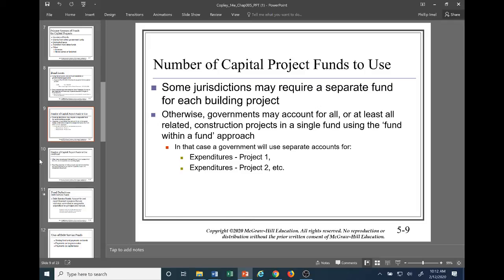So it's simple. You can either have separate funds or one fund, like a control account, pretty much with subsidiary ledgers. With the control ledger, kind of think of it the same way. You have one capital projects fund, but then you itemize the projects within that fund. Pretty simple, right?